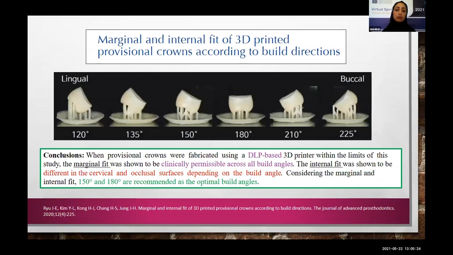Rio et al. evaluated the marginal and internal fit of 3D printed provisional crowns according to their build angle, and the marginal adaptation was clinically acceptable in all groups, at all build angles. However, the internal fit differed depending on the build angle, and considering both marginal and internal integrity, 150 and 180 degrees were recommended as the optimal build directions.